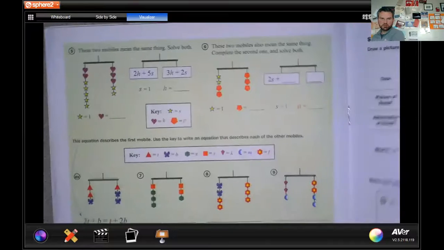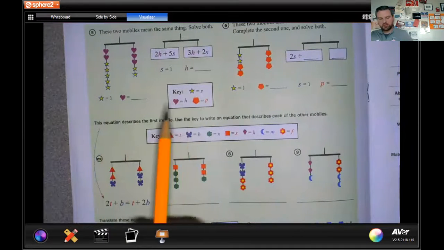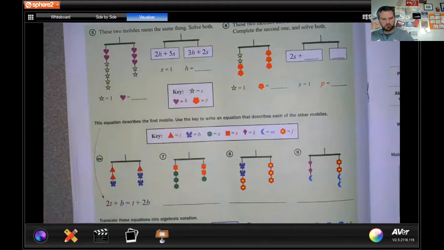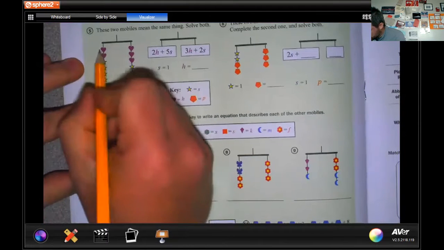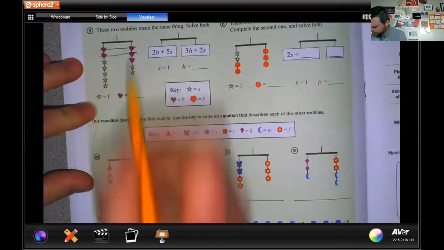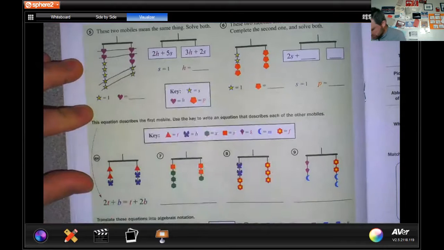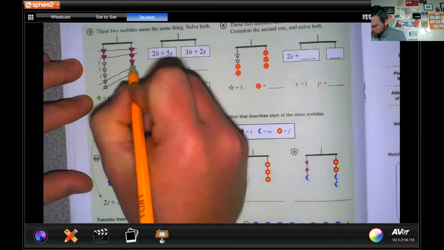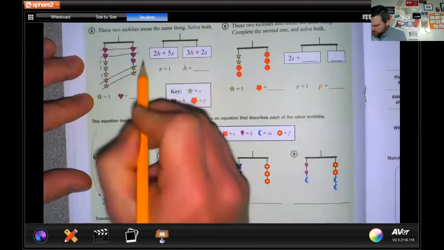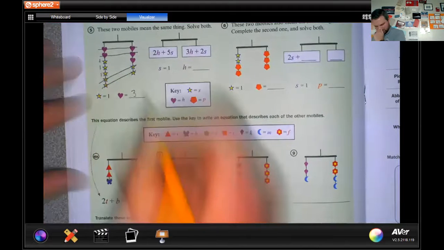All right, here we go. So let's look at this. Number 5. These two mobiles mean the same thing. Solve them both. All right, so we're going to look at both of these and solve them. I know that this side has to equal this side. So we're going to cross things out that match up. I'm going to get rid of a star and a star. And I know that a star is 1. So 1, 1, 1. And all I have is a heart equals 3 stars. So if a heart is 3 stars and a star is 1, that means a heart is worth 3.